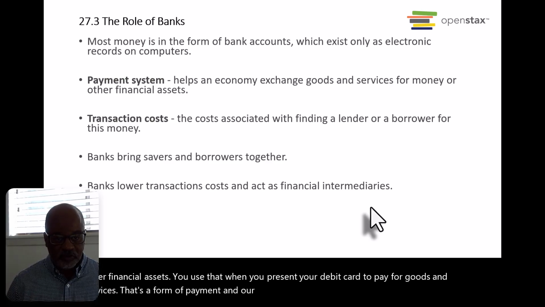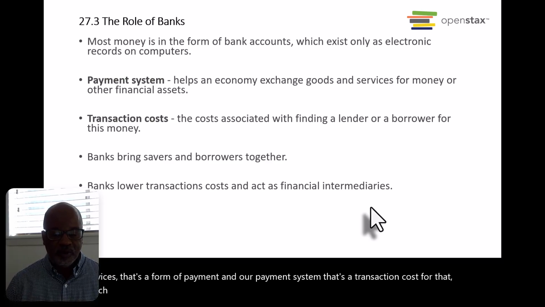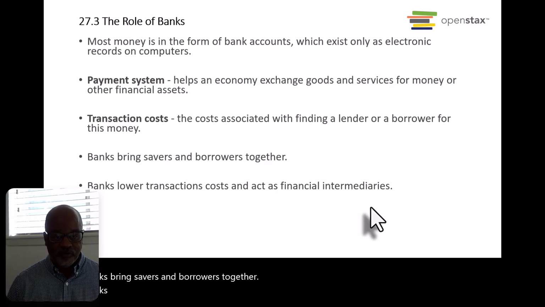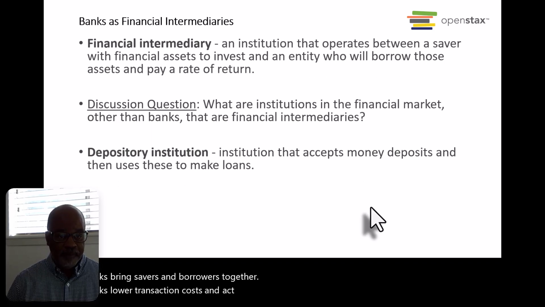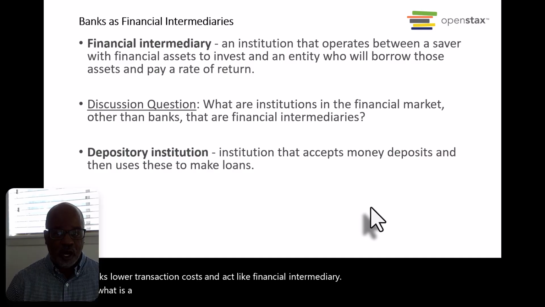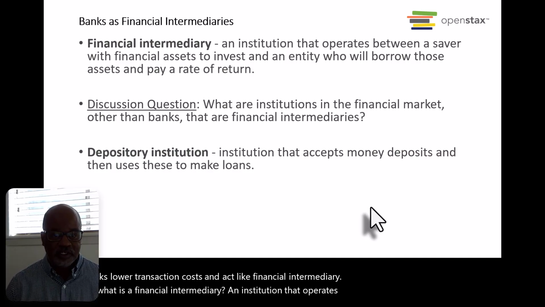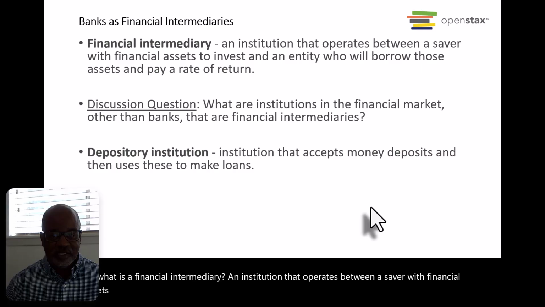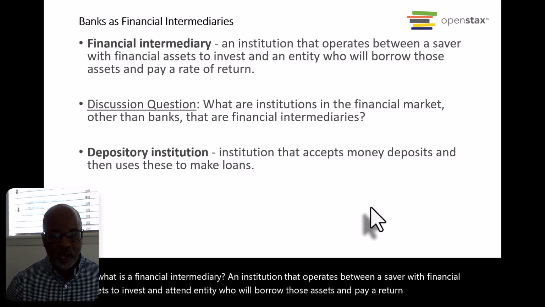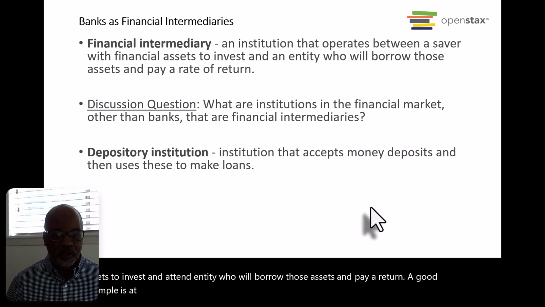There's a transaction cost for that, which is the cost associated with finding a lender or borrower for this money. Banks bring savers and borrowers together. Banks lower transaction costs and act like financial intermediaries. So, what is a financial intermediary? An institution that operates between a saver with financial assets to invest and an entity who will borrow those assets and pay a return. A good example is your bank. You have money in your savings account that you want to earn a return on.